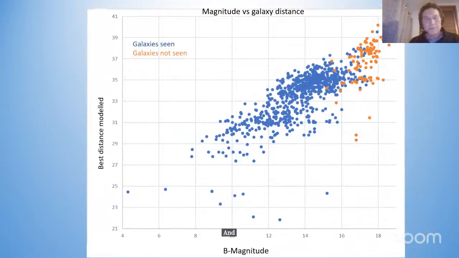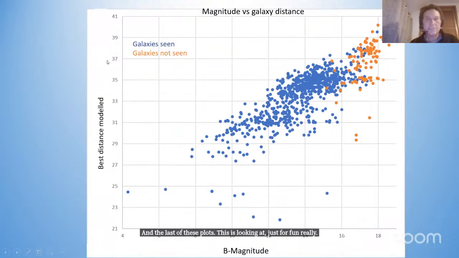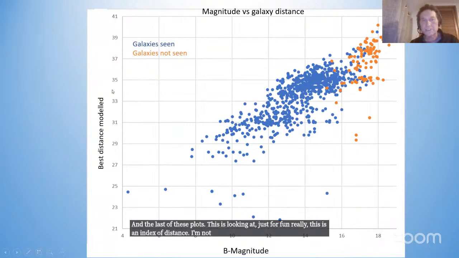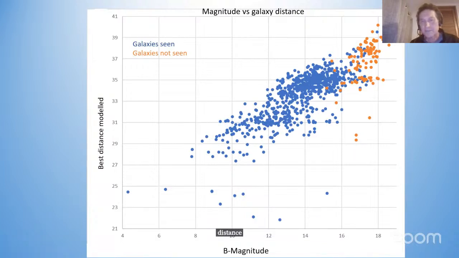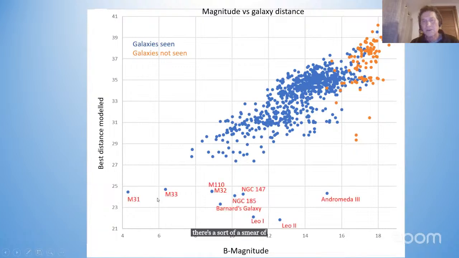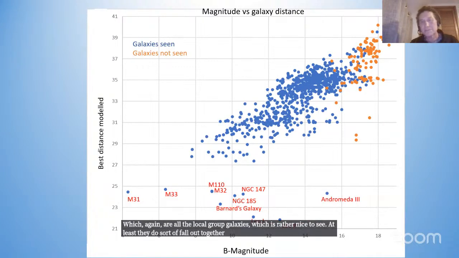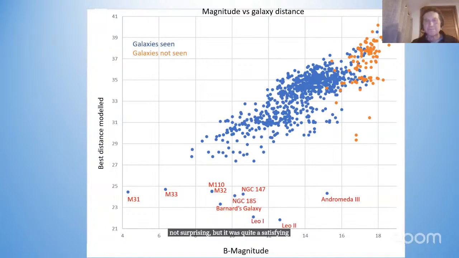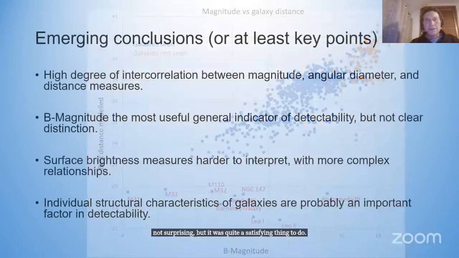The last of these plots, just for fun really, is an index of distance. I'm not exactly sure what these numbers relate to, but it's essentially a distance based on redshift against B magnitude. Similar kind of plot again, but there's a sort of smear of galaxies down the bottom here, which again are all the Local Group galaxies, which is rather nice to see. At least they do sort of fall out together in the plot, which is not surprising, but it was quite a satisfying thing to do. So there we are.